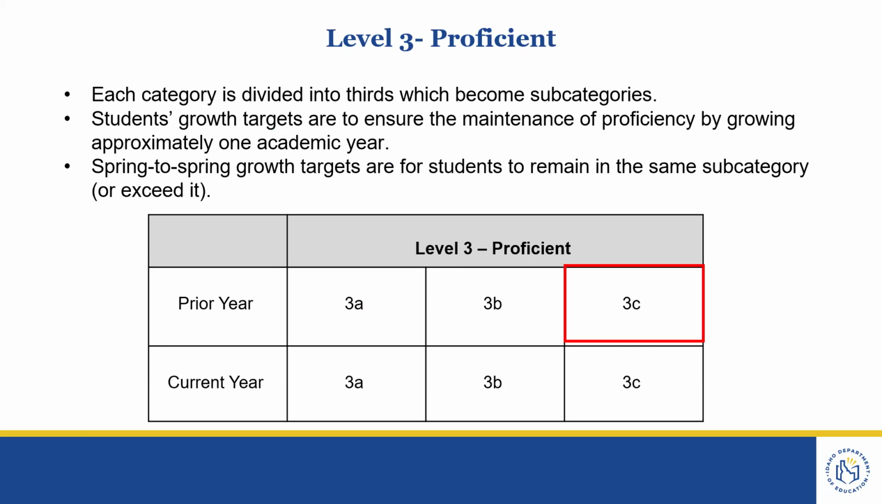Next, let's look more closely at students who scored a level 3 proficient in the prior school year. Their spring to spring growth targets are for students to remain in or exceed their current subcategory. This ensures that they stay on track meeting grade level expectations. If a 3rd grade student scored in the 3C category, for example, their growth goal for 4th grade is to also score in the 3C category.